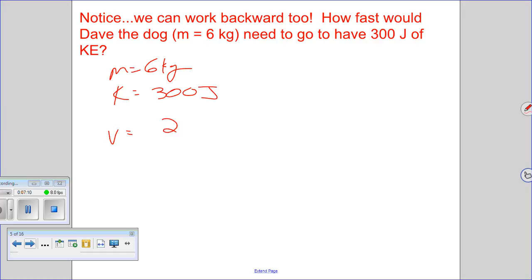Sorry? Why are we using K instead of KE? Because that's what anything other than a first year physics course uses, K. Like, when you take physics in college, they'll use K.